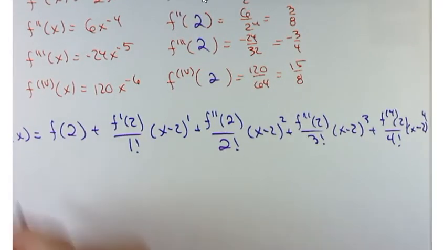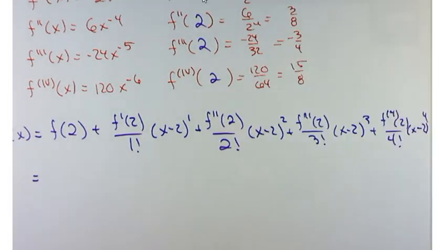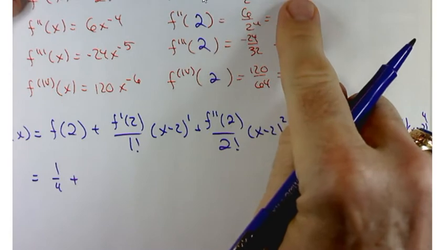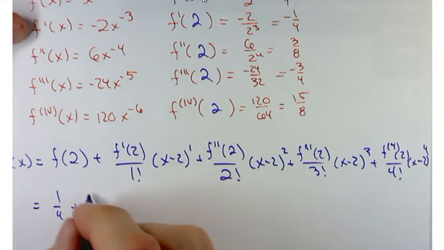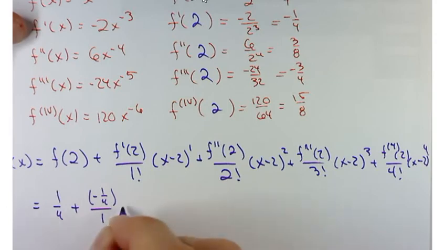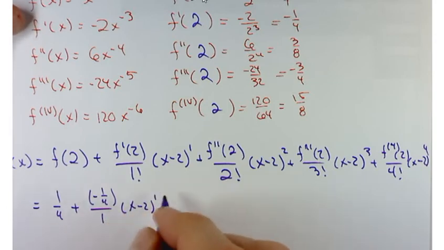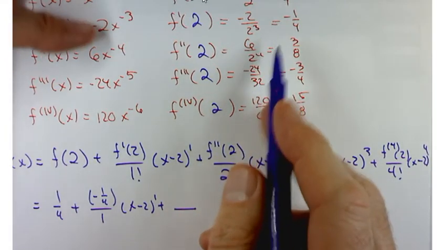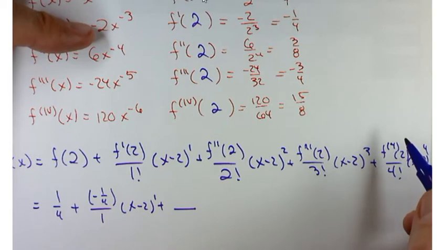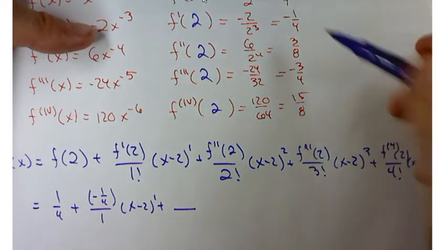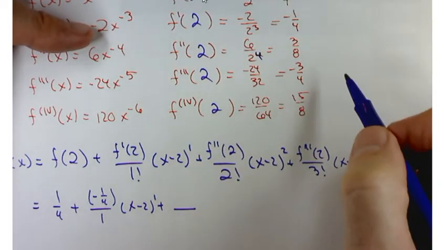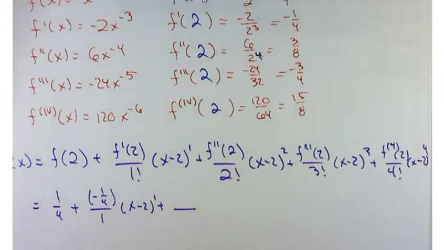All right, let's fill this in then. F of 2 was 1/4 plus negative 1/4 divided by 1 times x minus 2 to the first power. F double prime, 6 over 2 to the fourth. So it's 6 over 16. So I'll stick with the 3/8, but I appreciate you checking me there. Thanks. It did look like 6 over 24, which would have been 1/4. You're right.